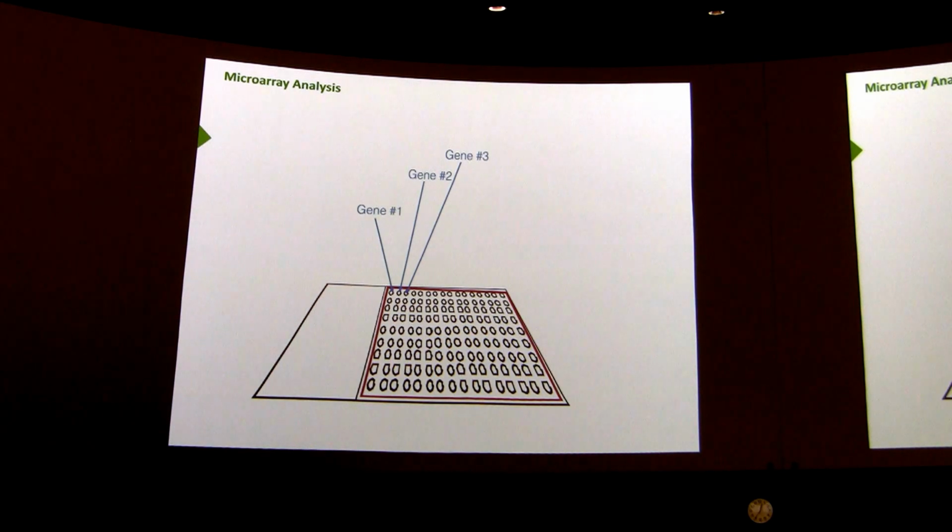Yes? I'm sorry? On each spot is the complementary DNA that I made to the messenger RNA. So I haven't got the messenger RNA in the picture yet. That'll come later. But I know from the genomic sequence the sequence of each messenger RNA, so I've made a complementary DNA to it. So this grid has complementary DNA on it. Everybody understand?